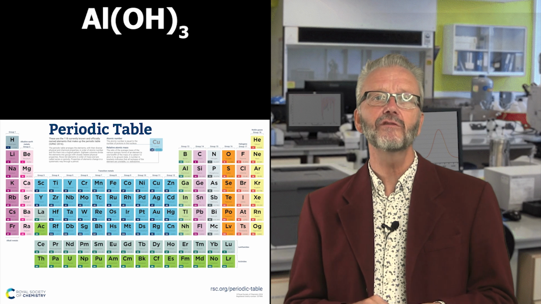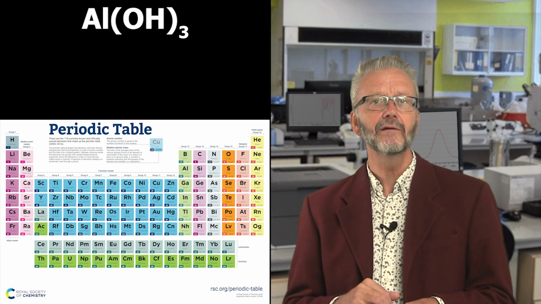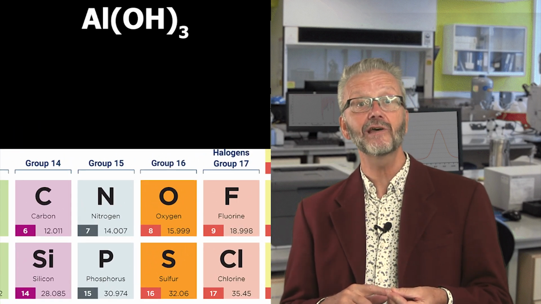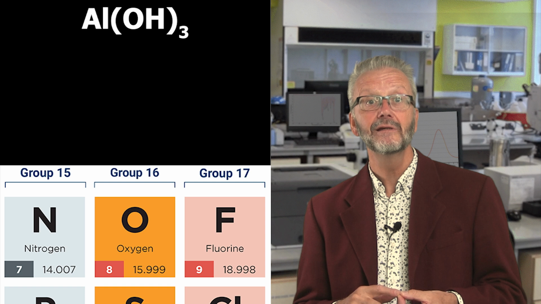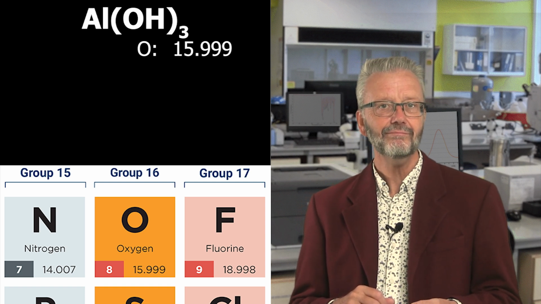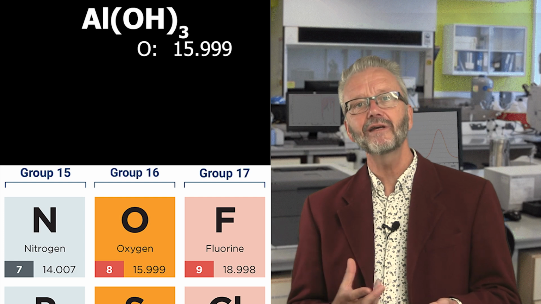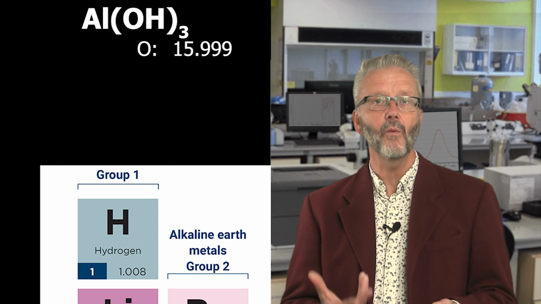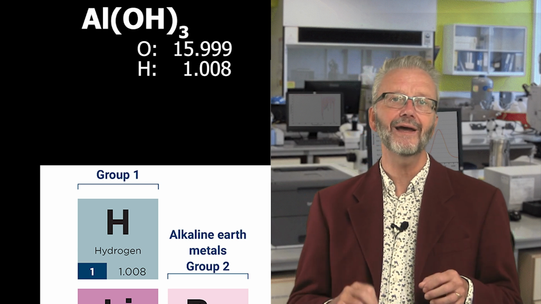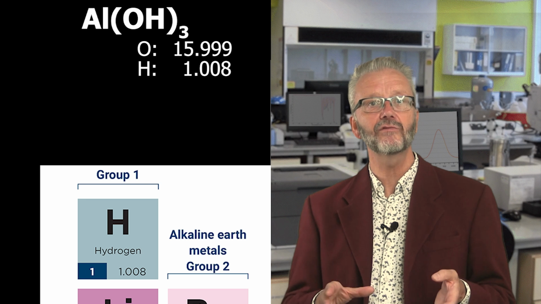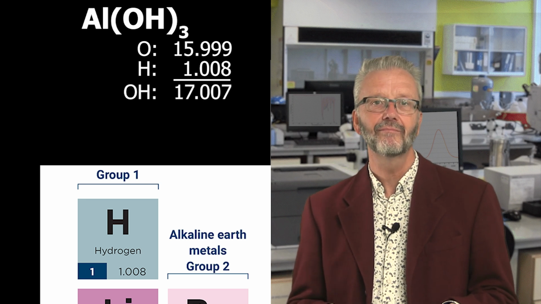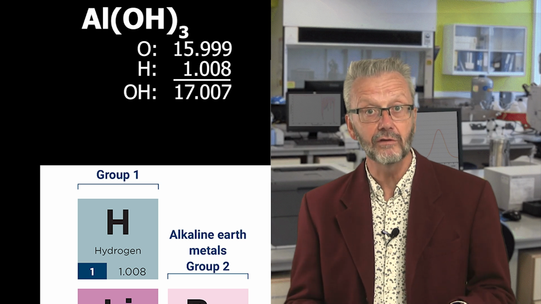Just looking at the elements with the brackets to start off with, we have one oxygen atom, so we can look that up in the periodic table, and its relative mass is 15.999. The other element is hydrogen, which has a mass of 1.008, and again we only have one atom, so the total mass of what's in the brackets is 17.007. So far, so good.